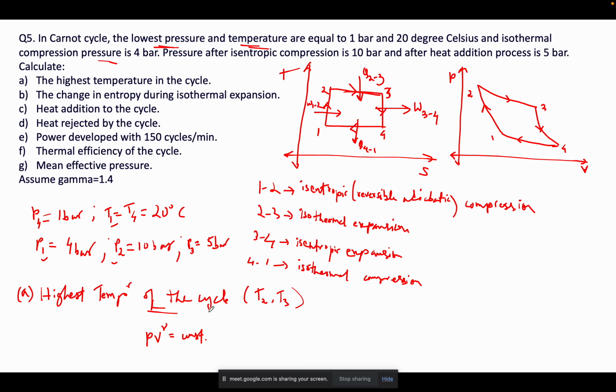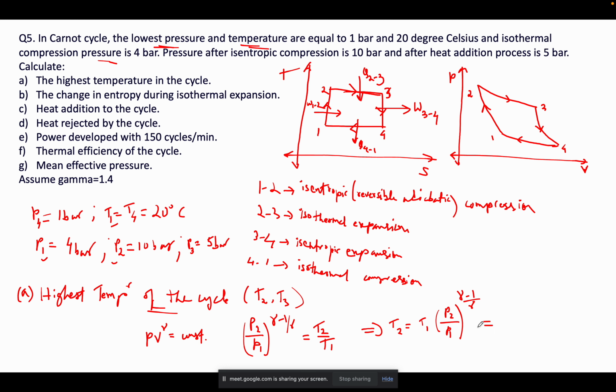Applying this and the ideal gas equation, we don't need volume because volumes are not given; we only need the pressure and temperature relationship. So we can easily derive that (P2 by P1) to the power (gamma minus 1) by gamma is equal to T2 by T1. Very simple. You know P2, P1 and T1, you just need to find T2. So T2 will be T1 times (P2 by P1) to the power (gamma minus 1) by gamma.